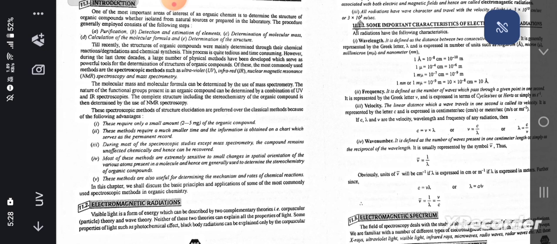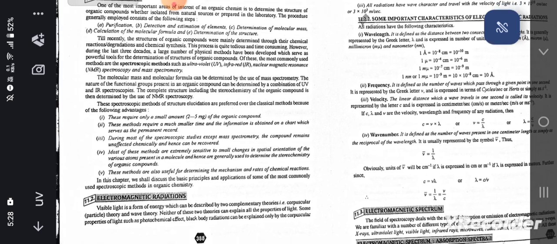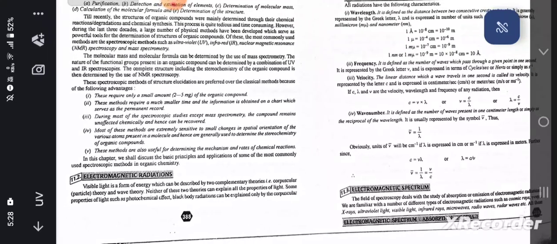These spectroscopy methods of structure elucidation are preferred over the classical methods because of the following advantages. These require only a small amount, 2 to 5 mg, of the organic compound. These methods require a much smaller time and the information is obtained on the chart which serves as the permanent record. During most of the spectroscopic studies except mass spectrometry, the compound remains unaffected chemically and hence can be recovered.